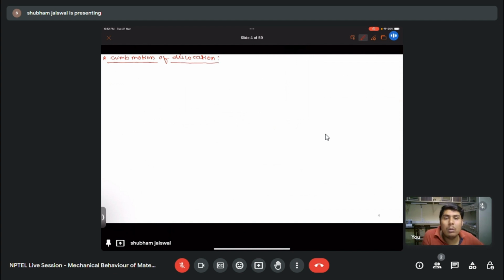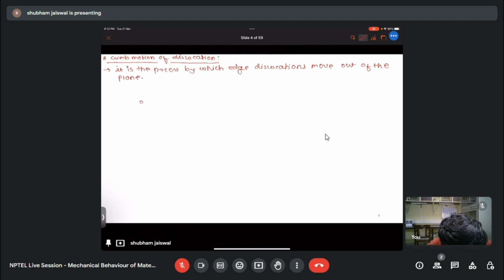So what is climb motion of dislocation? So climb is the process by which the edge dislocations move out of the plane. Okay. So now let's consider here we have one edge dislocation.